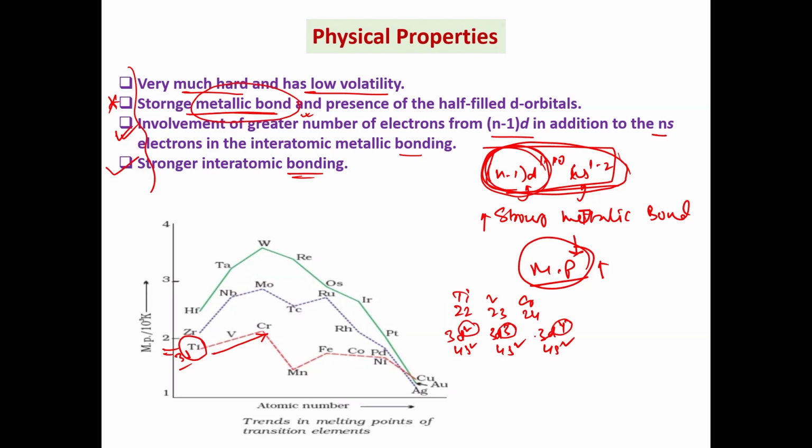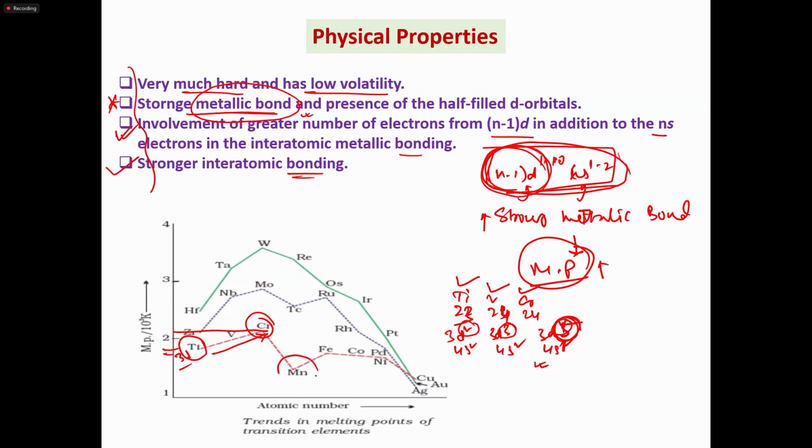When the number of electrons in these orbitals is increasing, more electrons participate in forming the metallic bond. So for chromium, the metallic bond will be more strong. Sorry, the electronic configuration of chromium is 3d5 4s1. So this is 3d5 4s1. Chromium has a greater melting point than titanium and vanadium.